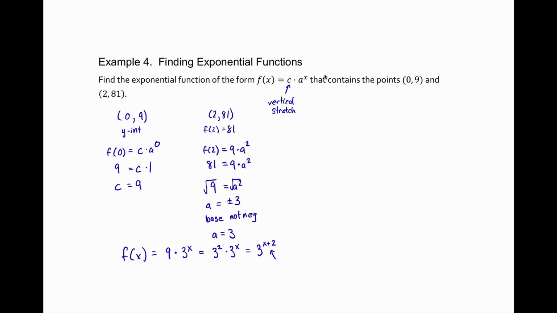It's with the x, so it's going to be some sort of horizontal shift. And that horizontal shift, because it's positive, is going to be to the left 2 units. We want to next look at the transformations of an exponential function.